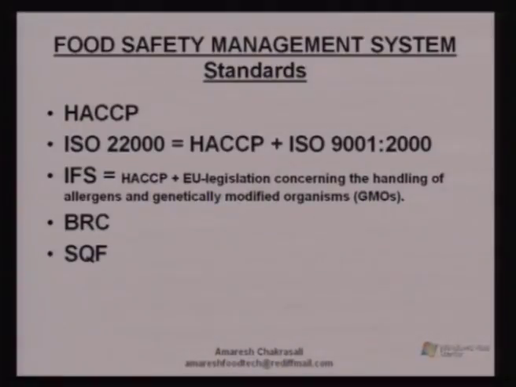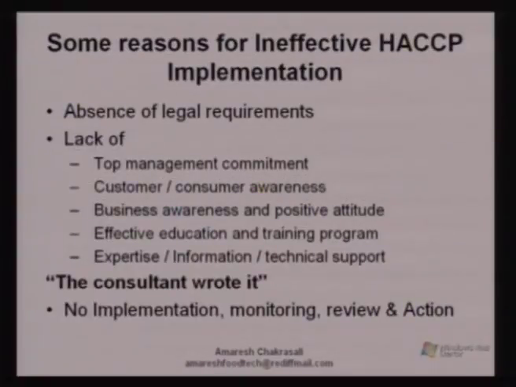Then there is one more food safety management system called IFS, which is International Food Standard. This includes HACCP requirements as well as certain requirements for handling allergens and genetically modified organisms. And then the fourth one is BRC. This is a food safety system as per HACCP based on the British Retail Consortium. Then the other one is SQF, Safe Quality Food. This is another standard.